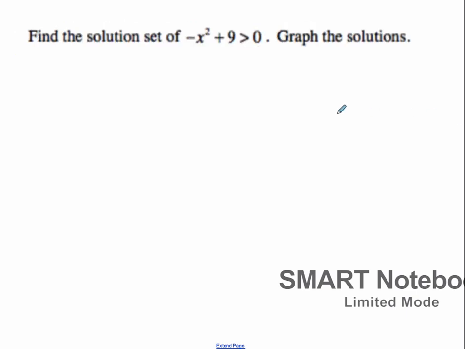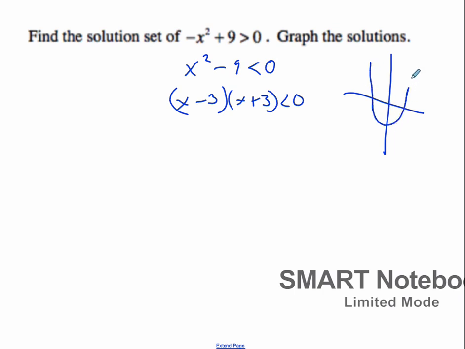Okay, in the next one, we have this. I'm going to multiply everything by -1 to make the x squared positive. Now if we do that, then we change the inequality to less than. If we factorize it, x minus 3, x plus 3 is less than 0. And that's an upward facing parabola, where this is -3 and this is positive 3. And less than 0 would be this section right here. Okay, so we say x is less than 3 and greater than -3.